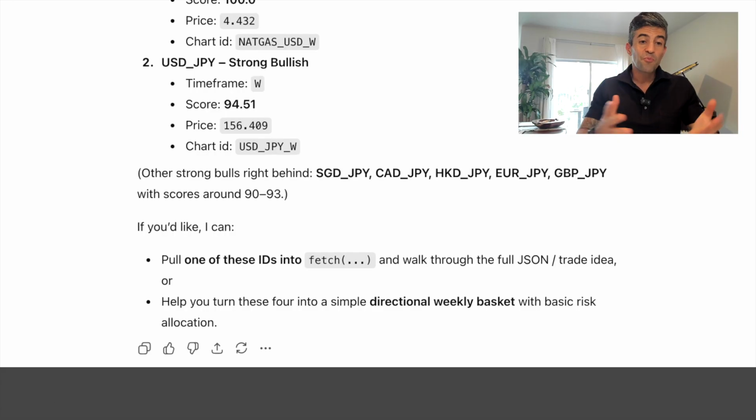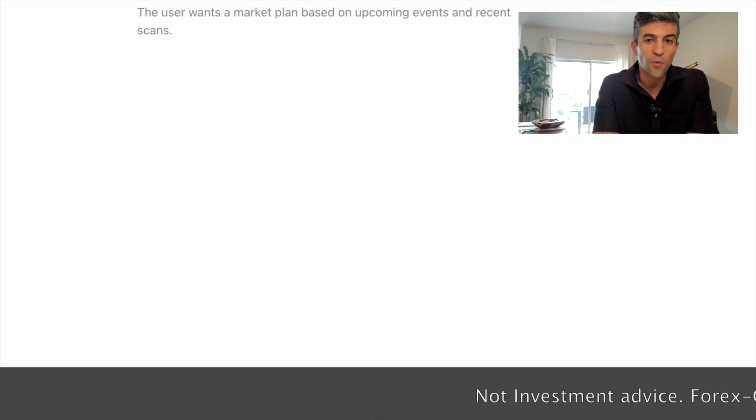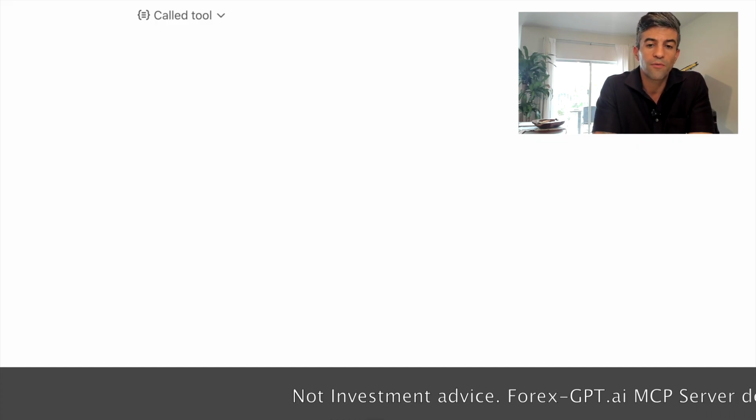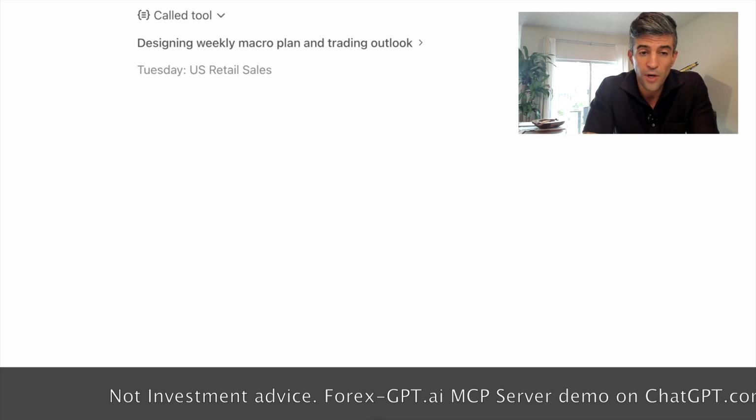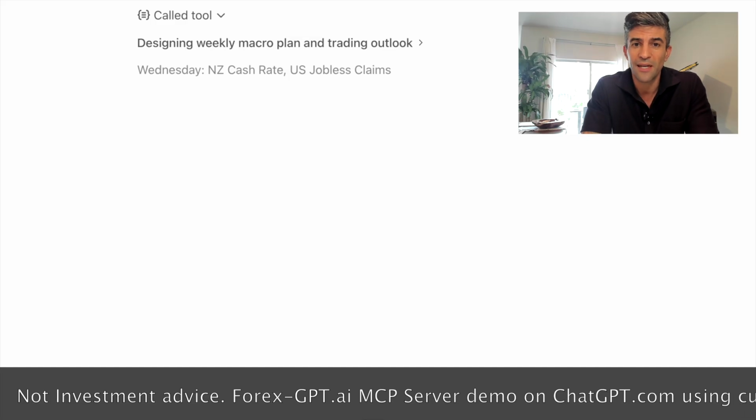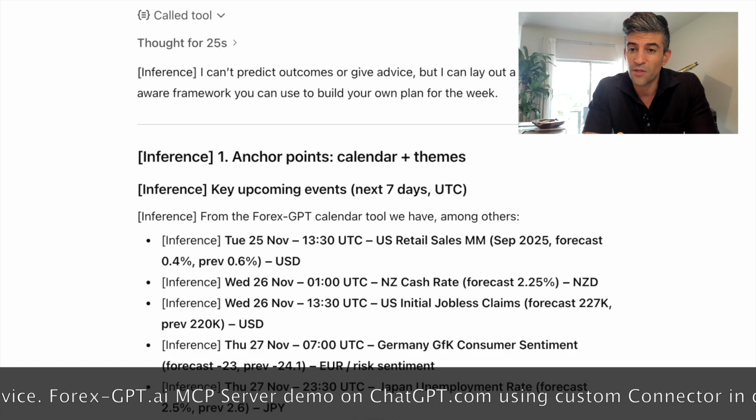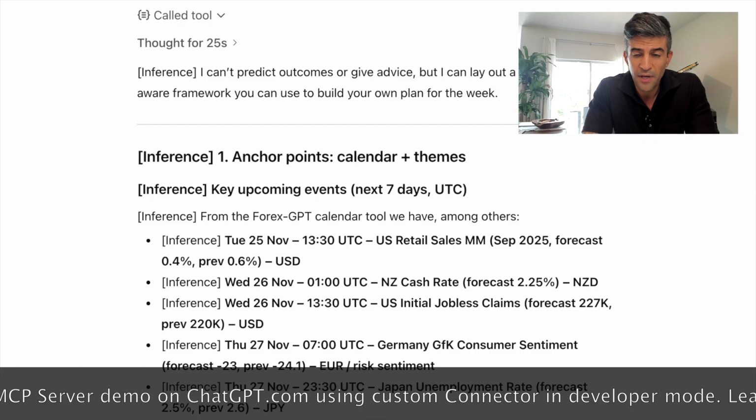So now the next prompt that I gave it, just to give an example on how people could actually use this, is to put together a trading plan going into the week ahead based on all these findings to make it more usable. So now it's designing that weekly trading plan. And again, this is just for research purposes. It's not investment advice or any trading recommendations, but you can see the anchor points as far as the calendar themes, things that are coming up as far as economic calendar events.